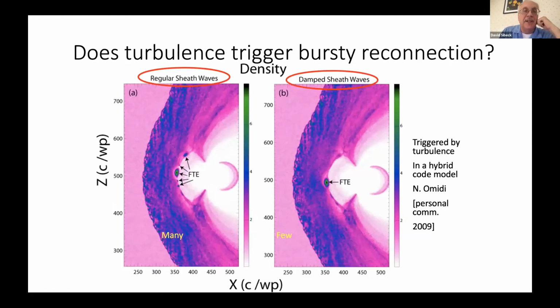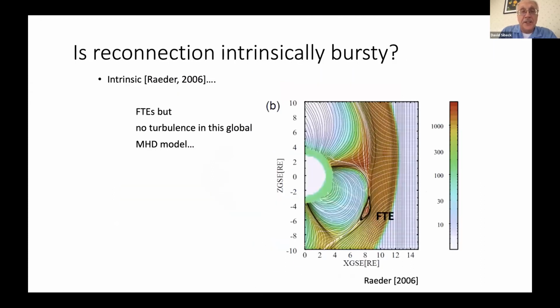One possibility is that turbulence in the magnetosheath triggers reconnection. Here is a global hybrid run by Nick Omidi, where he keeps all the turbulence and he sees lots of FTEs. Here's one where he takes an eraser and rubs out the turbulence, only one FTE at the same time in the simulation. So maybe lots of little individual turbulence and wiggles and waves were triggering bursty reconnection localized at the magnetopause, maybe. But here's a simulation from Jimmy Raeder, no turbulence in this global MHD simulation, and yet there are transient events, flux transfer events, bursts of reconnection that occur periodically in this simulation. You don't have to have turbulence to trigger reconnection.